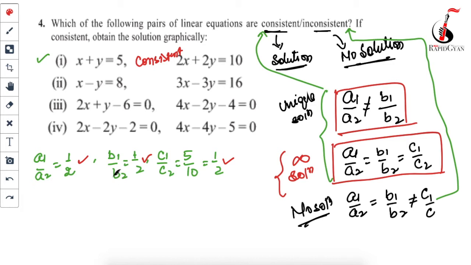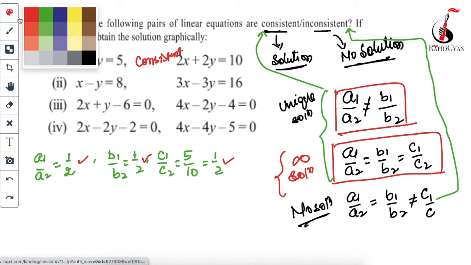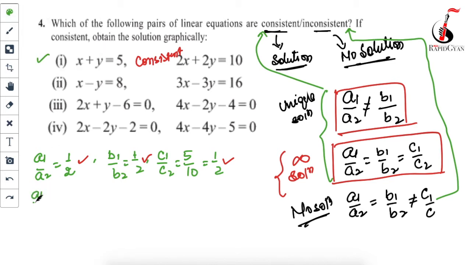Okay. Now find the second one. For the second one, a1 upon a2 is equal to 1 upon 3. Very good. b1 upon b2 is equal to minus 1 upon minus 3, which is again equal to 1 upon 3. But for c1 upon c2, see, if 8 goes to this side, it becomes minus 8, and 16 goes to this side, it becomes minus 16. So 8 upon 16 is equal to 1 upon 2. That means c1 upon c2 is equal to 1 upon 2.